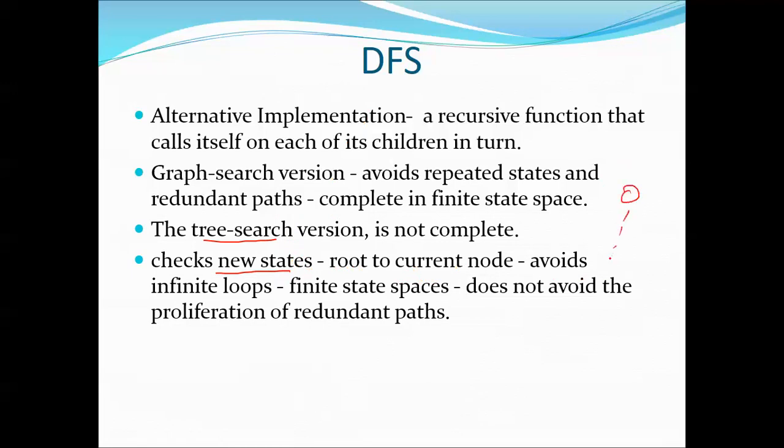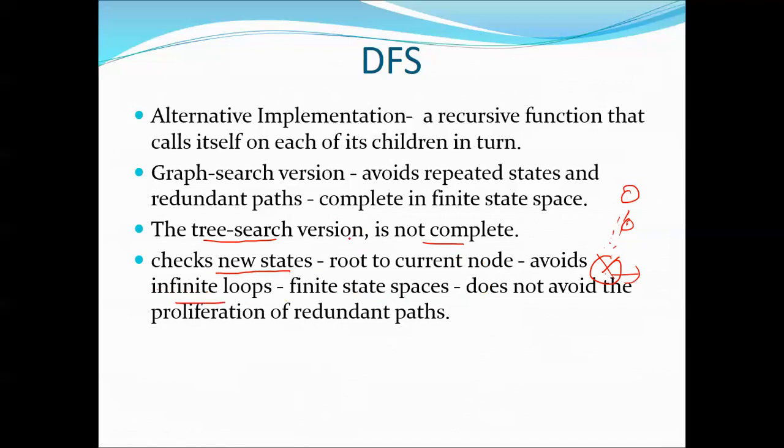So you are creating a new node. Now compare this node with all other nodes from the root to this node. If such a node already exists, then don't create this node. Don't include this node in the tree. By doing this, we can try to make this algorithm complete. So by doing this, what happens? Infinite loop can be avoided.